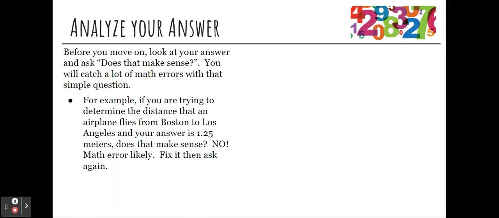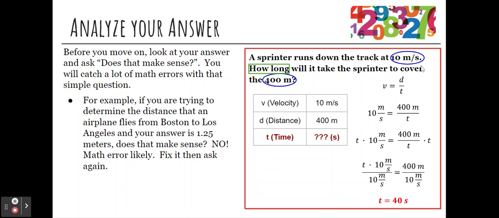Is that reasonable? Hopefully, your brain says, no, that is not reasonable, which means there's some sort of error in your problem. It is either a math error or a unit error. So you need to go back and check both of those things. Let's look at our problem. We had a sprinter that was moving 10 meters every second, and they were running around a track that was 400 meters. Is it reasonable that it took the sprinter 40 seconds to make that trip? I would say yes. 10 meters every second, 400 meters, 40 seconds seems reasonable. So I would go with yes.